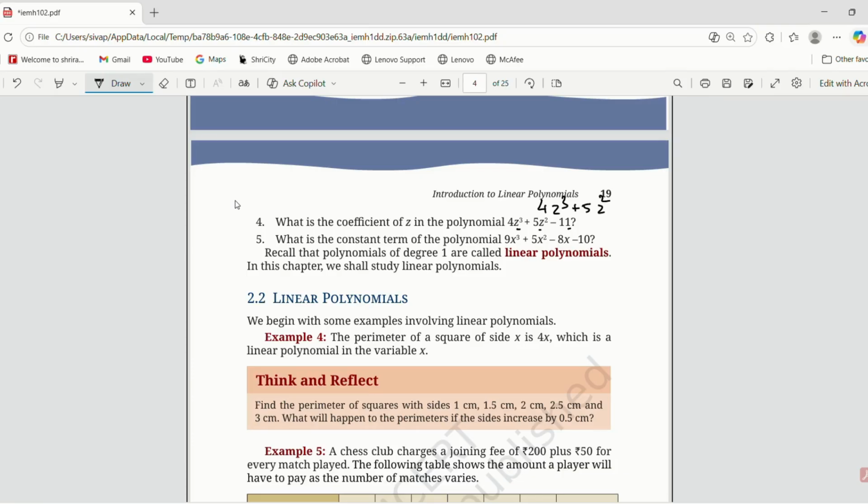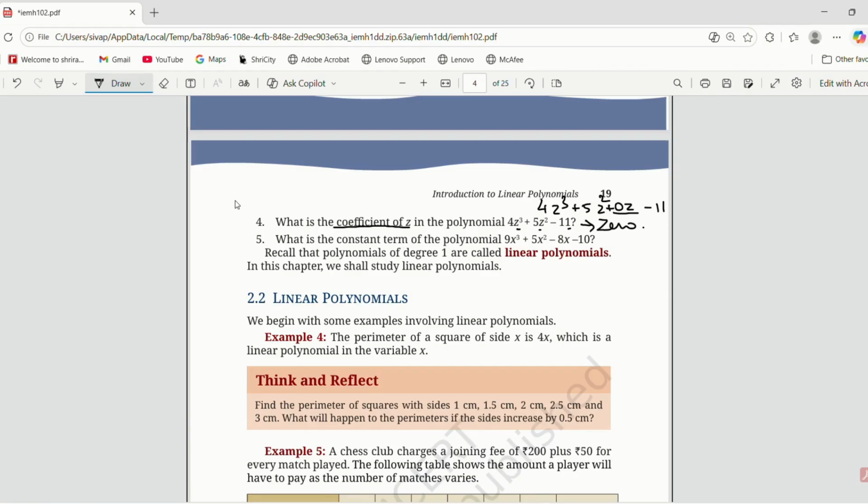The next term should be z, but that term is not visible here, so we are going to consider it as 0z. So the z term is there with coefficient 0, which means if such a term is not available in your given polynomial, its coefficient is 0. That is the meaning here. So the z term is not available here, it is invisible. Invisible means the coefficient is 0. So for this question the answer is 0. The coefficient of z is 0.